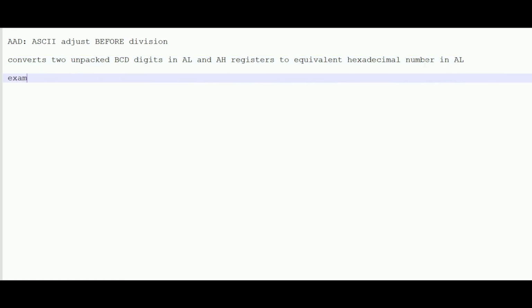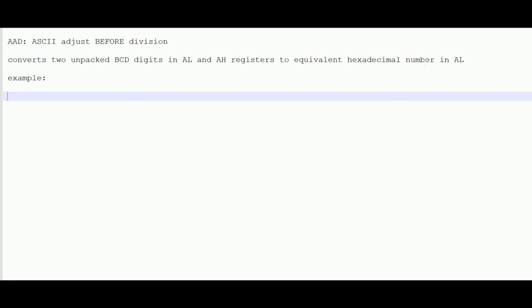Suppose the content stored in the AX register is 48. Suppose we want to divide 48 by 4. So 48 has to be in unpacked format, converted to unpacked BCD digits. So how will it be stored? It will be stored as 04 and 08H.